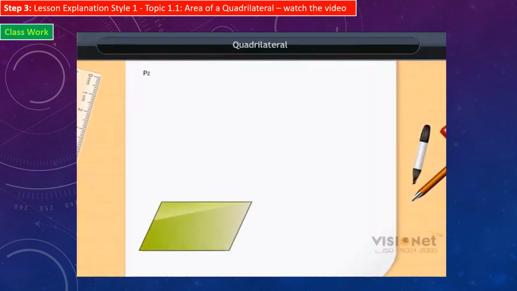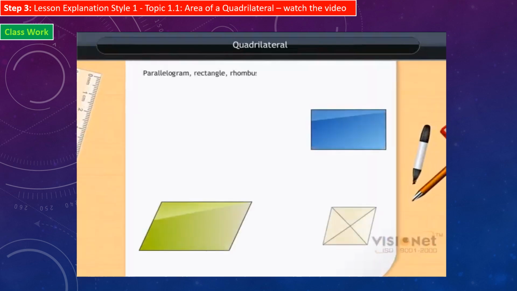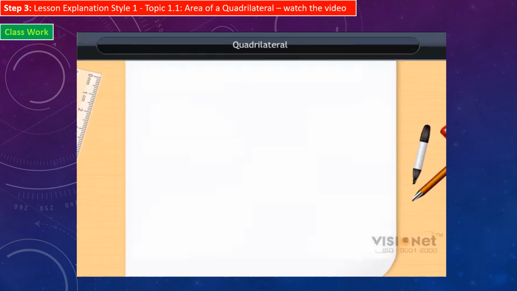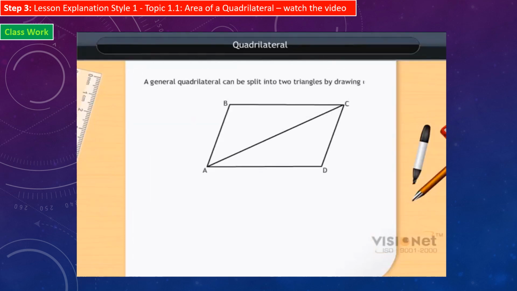Quadrilateral, parallelogram, rectangle, rhombus, square, trapezium are various kinds of quadrilateral. A general quadrilateral can be split into two triangles by drawing one of its diagonals. This triangulation helps us to find a formula of area for any general quadrilateral. Now let us take a look at the mathematical part to find out the area of a general quadrilateral.